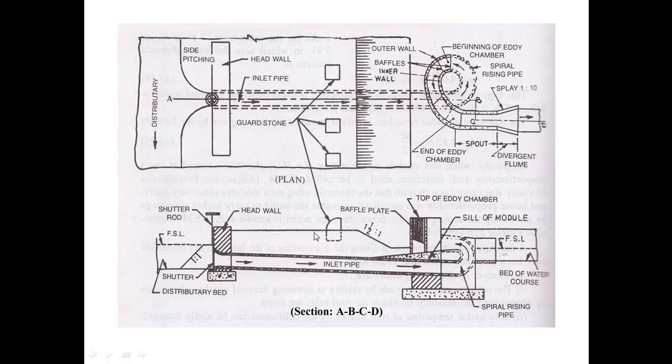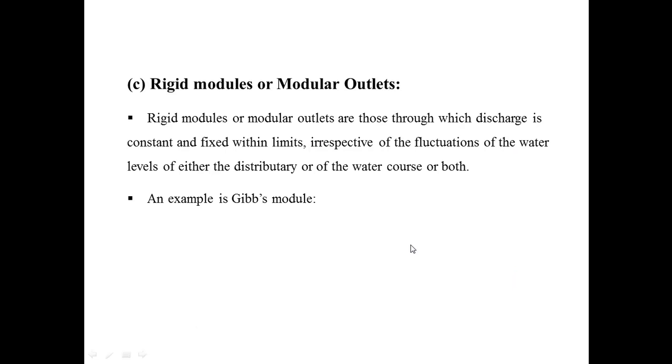So as you can see in the figure, this is the section of the pipe. This is the full supply level of water. Clear? The water enters through this pipe. This is the shutter rod through which the water is supplied in this pipe. The water moves in this pipe with a high velocity, then moves in this spiral rising pipe, and then it moves to the water course. So this is known as the Gibbs module.